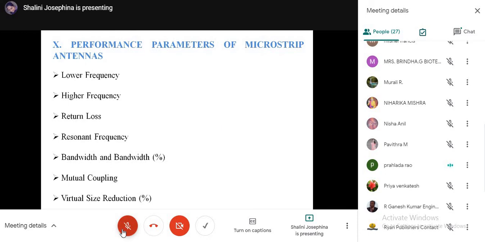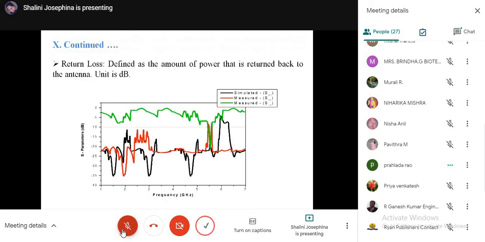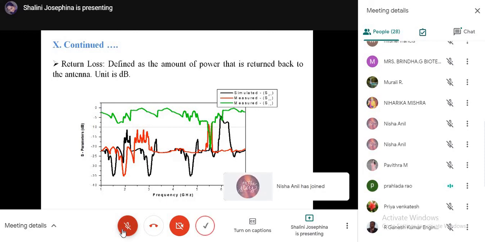Now coming to the return loss. Return loss is defined as the amount of power that is returned back to the antenna. This is designated with the scattering parameters S11, S22, S33, and so on. The unit of return loss is dB. I'll come back to this graph later.